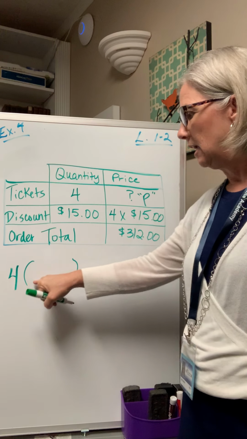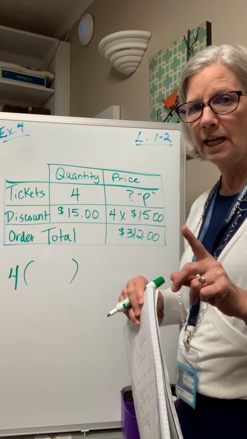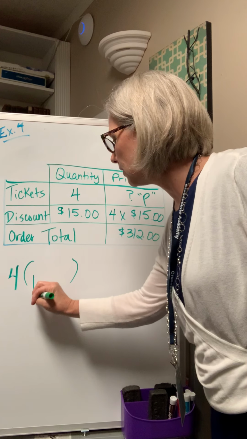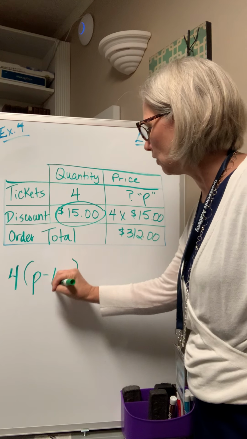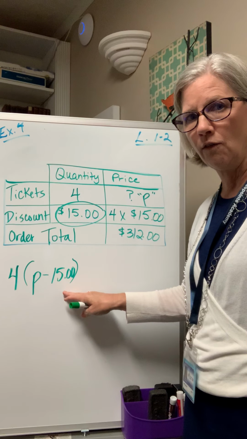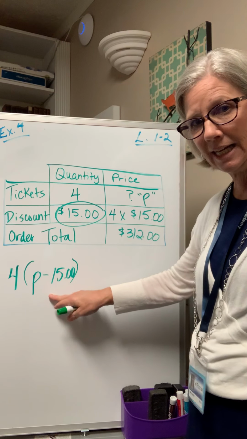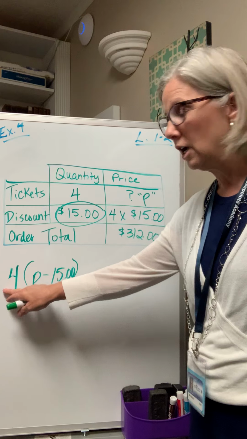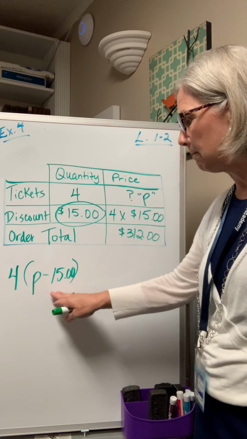So think about that. Now in here, I need to represent the cost of one ticket starting at the original price and taking off the discount. So think about this. My original price is P. My discount is $15. That is the discount off of one ticket. But I need to multiply that by 4. So the price of one ticket is this right here. How many of those tickets did I buy? I bought 4. So it's 4 times, and inside the parentheses, we're going to place P minus 15.